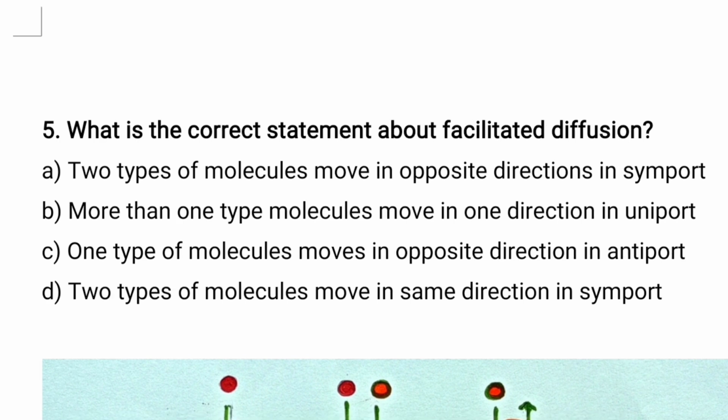What is the correct statement about facilitated diffusion? Options are: two types of molecules move in opposite direction in Symport. More than one type of molecules move in one direction in Uniport. One type of molecule moves in opposite direction in Antiport. Two types of molecules move in the same direction in Symport.